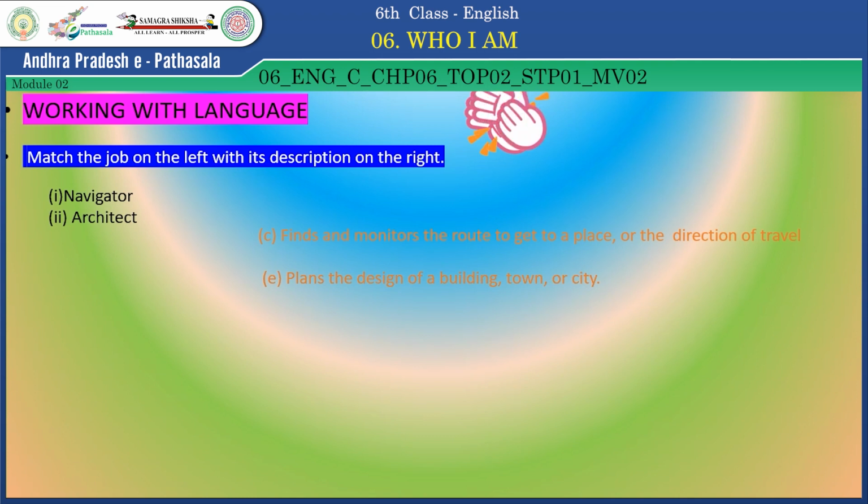Next, third one, politician. Correct matching description is B. Votes in politics, usually by standing for election. Good, children.